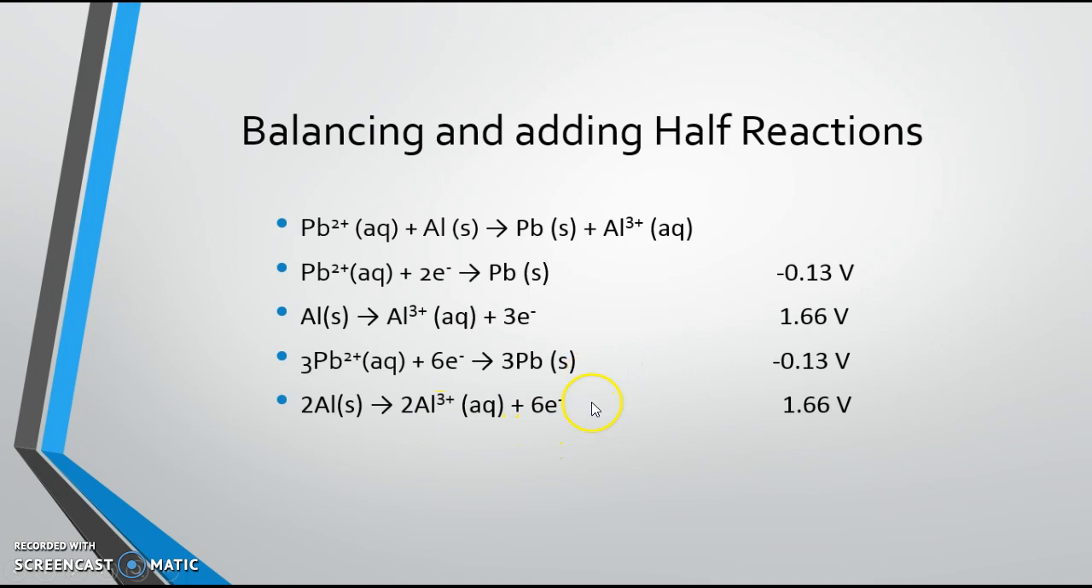Now I can add these two equations together. I have 2 aluminum solids plus 3 lead 2+ plus 6 electrons gives me 3 lead solids plus 2 aluminum 3+ plus 6 electrons. And hopefully you can see that there will be 6 electrons on both sides, so we can get rid of them. And here's my net ionic equation: 3 lead 2+ ions plus 2 aluminum solids gives 3 lead solids and 2 aluminum 3+ ions. And now I add these two voltages together. So this battery would have a voltage of 1.53 volts.